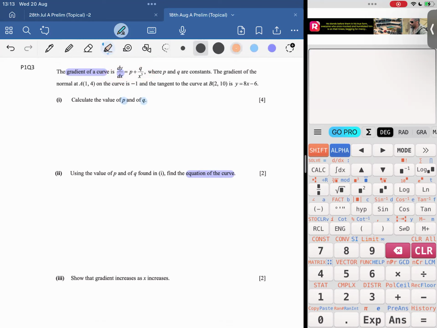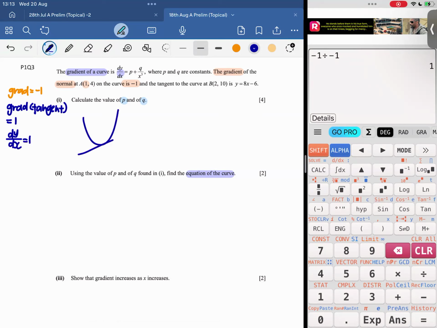P and Q are constants, so the first part you're supposed to find for me is P and Q. They said that the gradient of the normal at this particular point is -1. Got to be very careful, because the gradient of the normal equal to -1 is not my dy/dx. My dy/dx is always the gradient of my tangent. So how do I find the gradient of the tangent? The gradient of both the normal and tangent multiplied together is -1, so I'll take -1 divided by my gradient of the normal. So what we understand from here is dy/dx is equal to 1.